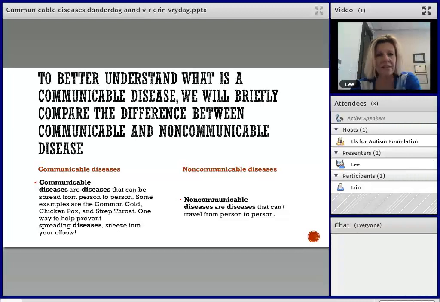To better understand what a communicable disease is, we're going to compare communicable and non-communicable diseases real quick. Communicable diseases are diseases that can be spread from person to person. Some examples are the cold, strep throat, and chickenpox. One way to prevent spreading diseases is to sneeze into your elbow. So go achoo, and you can teach that to anybody that needs to learn that beforehand. It's a great way of not spreading diseases. And of course, if you sneeze into your hands, wash your hands immediately.